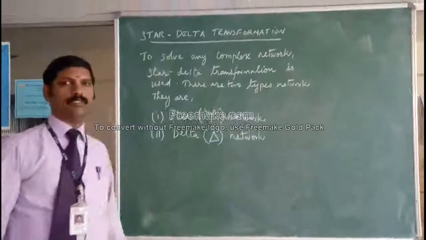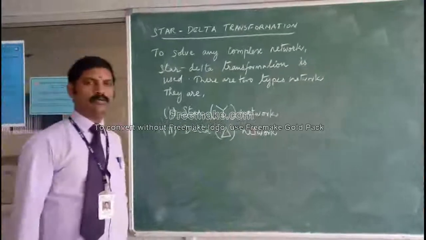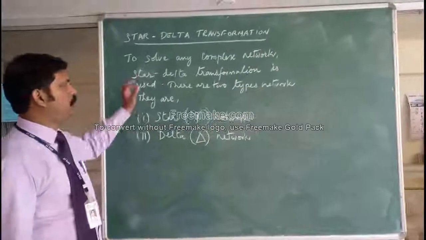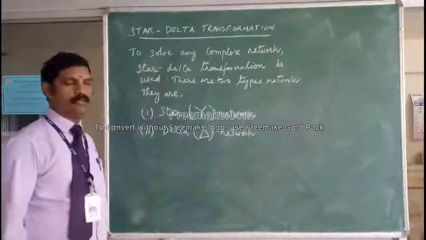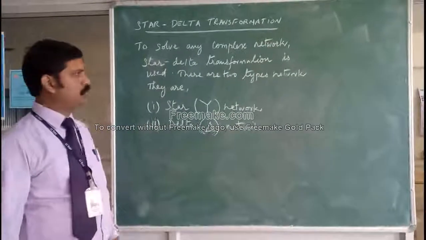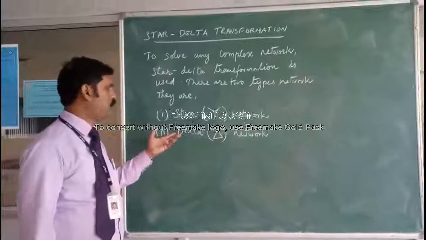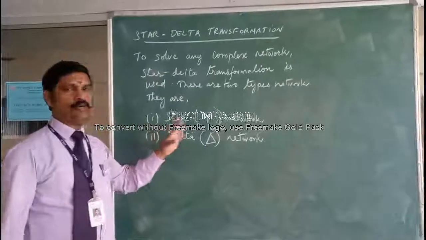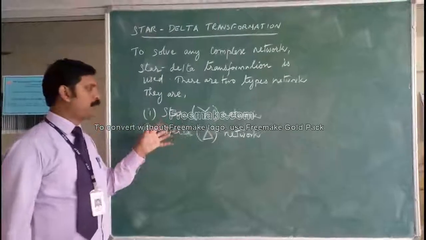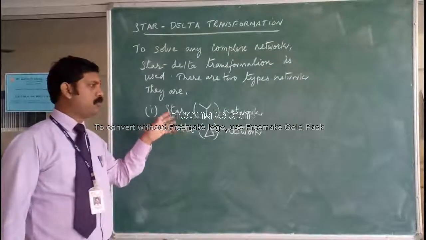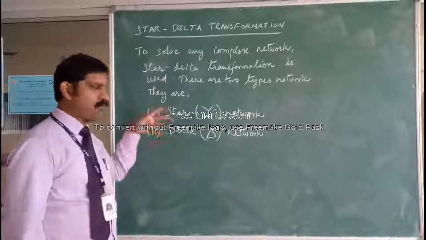Next topic, star to delta transformation. To solve any complex networks, star to delta transformation is a very important technique. If you take any network, it comes under two types, called star network or delta network. It is possible to convert star into delta and delta into star. In the coming sessions we are going to see how to convert.